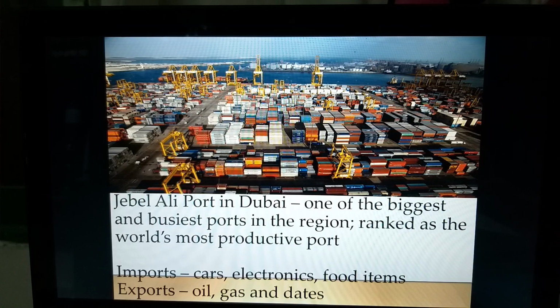Okay. The UAE imports goods such as cars, electronics, and food items from other countries. What does import mean? It means bringing goods into the country. The UAE exports products such as oil, gas, and dates. Okay, so what does export mean again? It is sending goods to be sold in other countries. Very good.